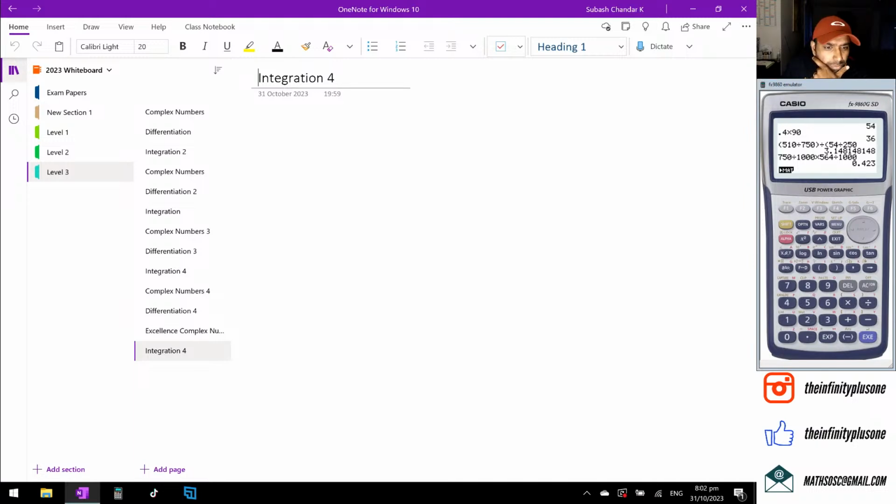Level 3 integration mock question. Determine the value of A2 over A1. I'm gonna show you guys a question. It's pretty hard to kind of see the question.